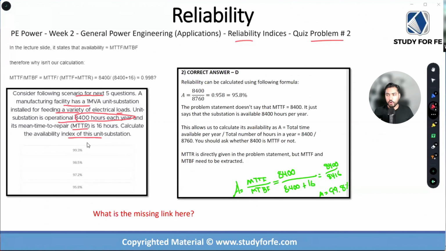Now, if you look for the formula for availability, what do you find there? Exactly what the student has written over here, right? MTTF divided by MTBF. Mean time to failure divided by MTBF.